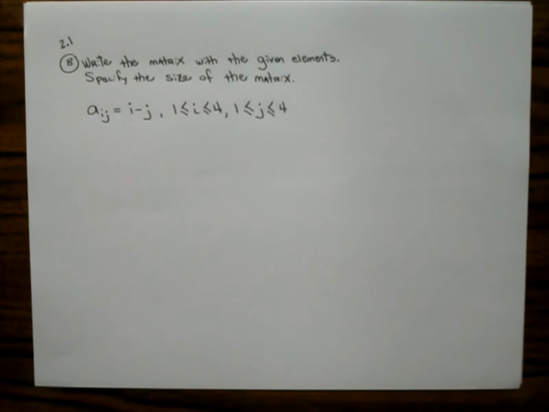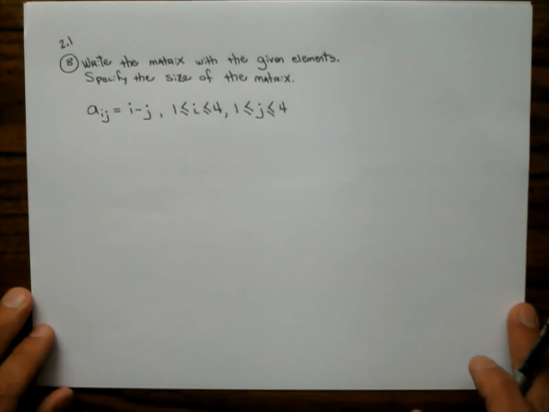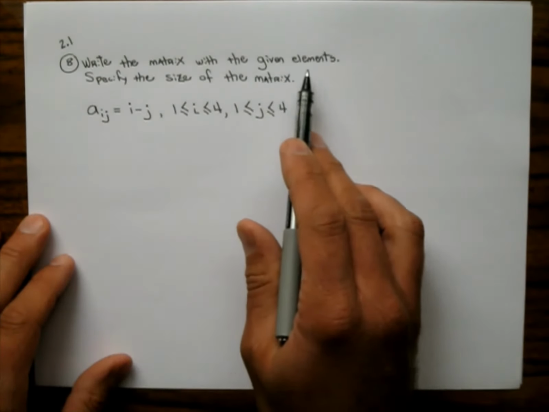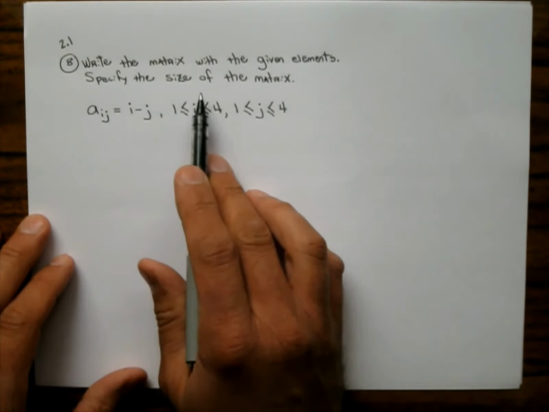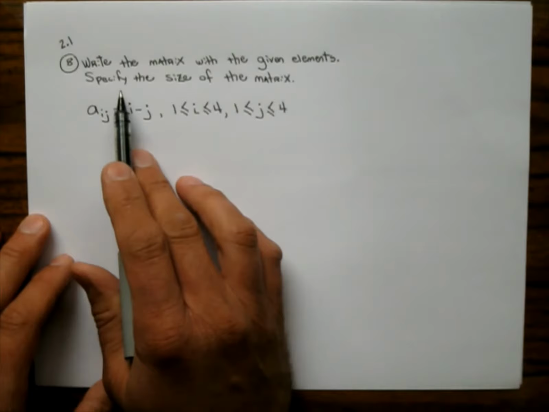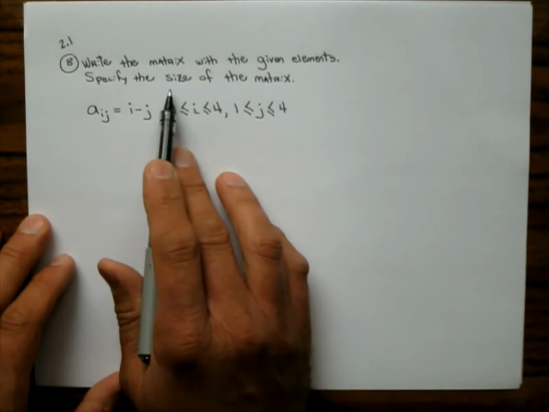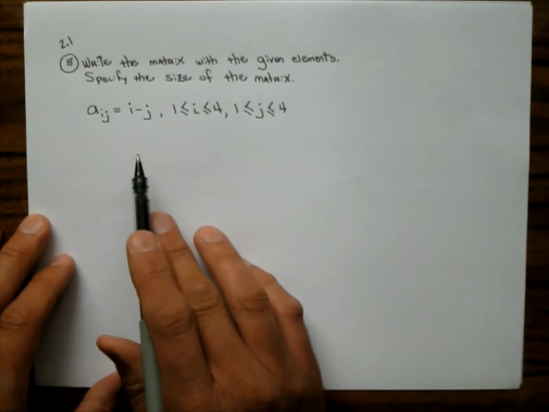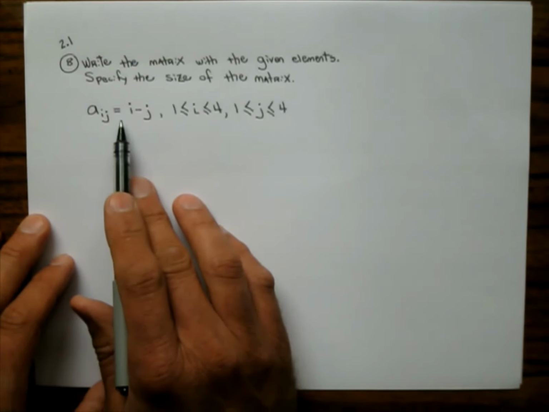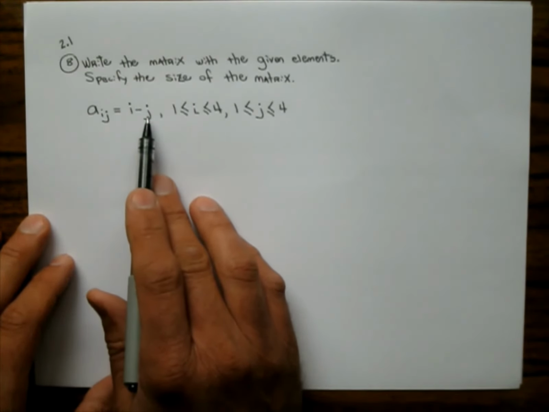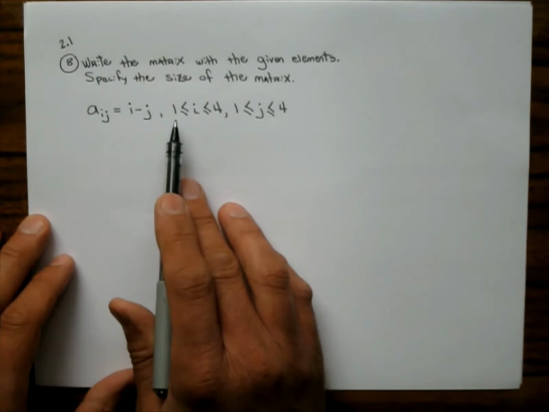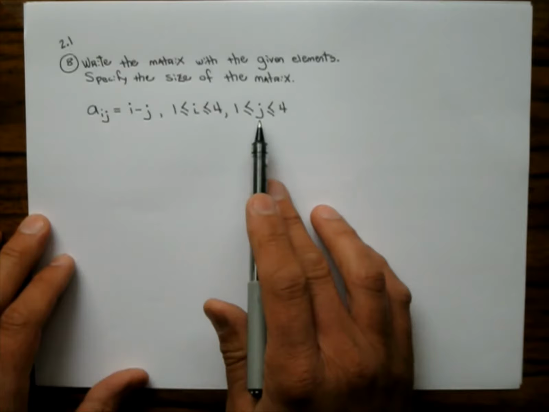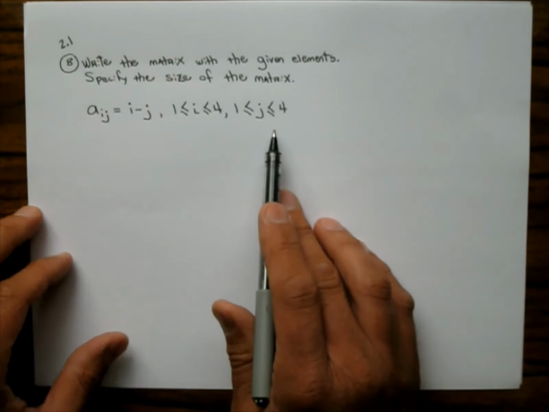I believe I did not assign problem number 8, and it asks us to write the matrix with the given elements. Specify the size of the matrix. Your book says specify the dimensions, but this is actually a little more appropriate here. So it says Aij equals i minus j, and i is between 1 and 4 inclusive, and j is between 1 and 4 inclusive.